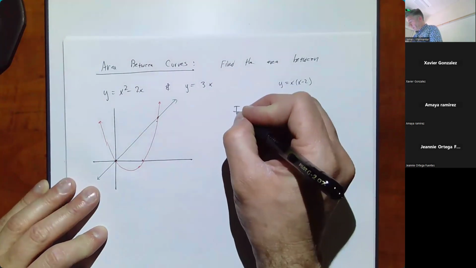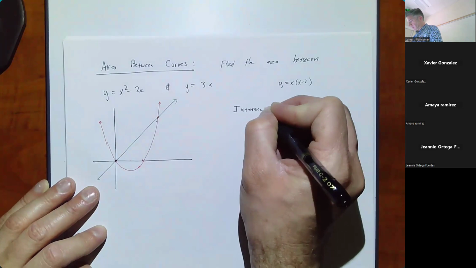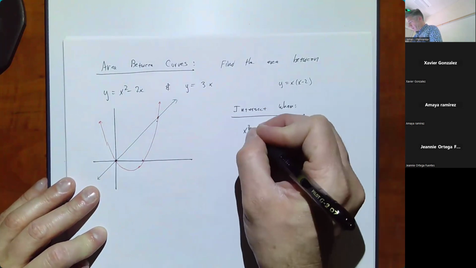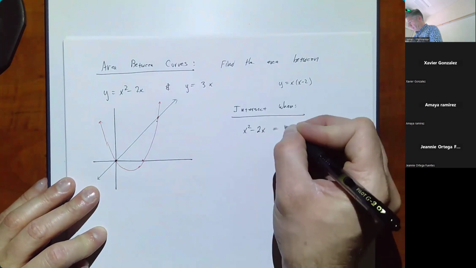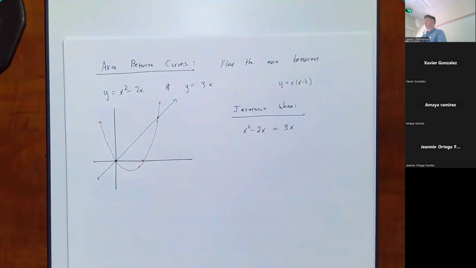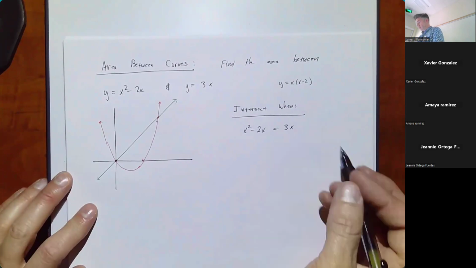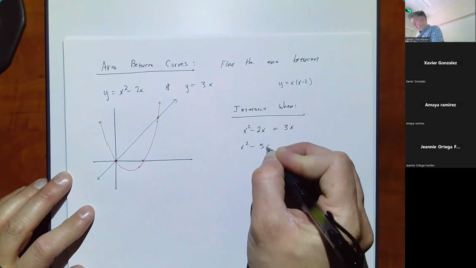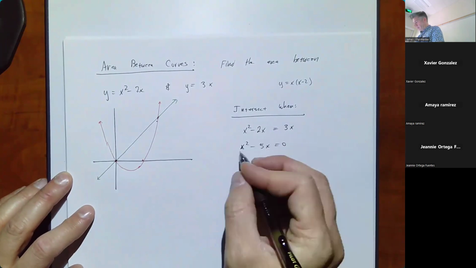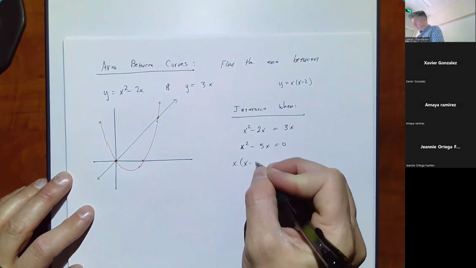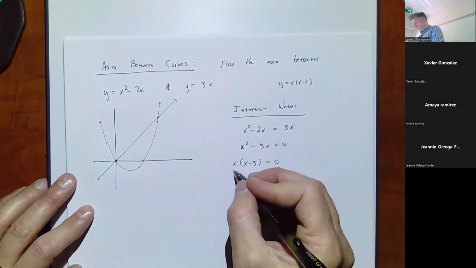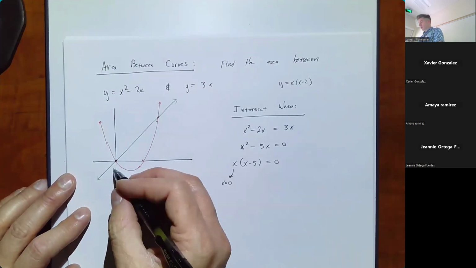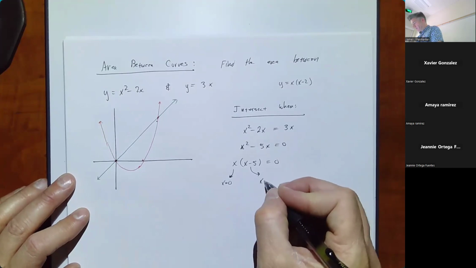So these are going to intersect when x squared minus 2x is equal to 3x. Do the usual thing of bringing everything to one side. So let's subtract 3x from both sides and get x squared minus 5x equal to 0. Factor out an x. And then we can see that we're either going to get x equal to 0, which isn't surprising because we saw them both go through the origin, or x equal to 5.